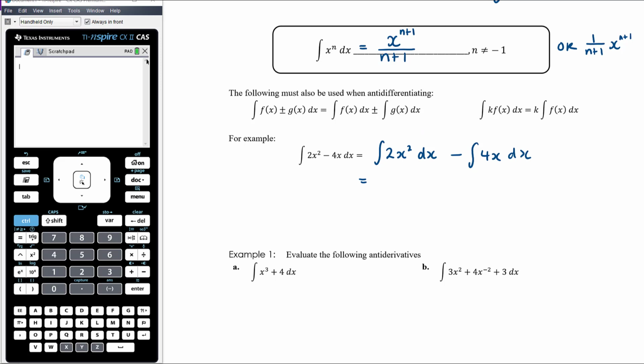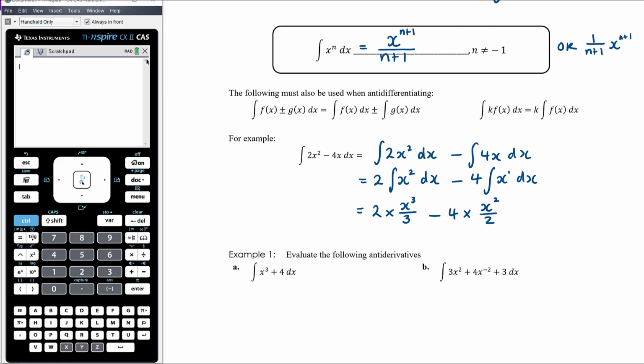And then we've got some constants here. So that 2 is not going to change how we antidifferentiate x squared. So the 2 can come outside the integral. So it's just 2 times the antiderivative of x squared minus, and again the 4, the constant value, can come out of there, 4 times the antiderivative of x. I'm going to write that as x to the 1 so I can do that antiderivative. So the antiderivative of x squared, we add 1 to the power and we divide by the new power, so it's x cubed on 3, minus 4 times the antiderivative of x to the power of 1, we add 1 to the power, so it becomes x squared, and we divide by that new power on 2.